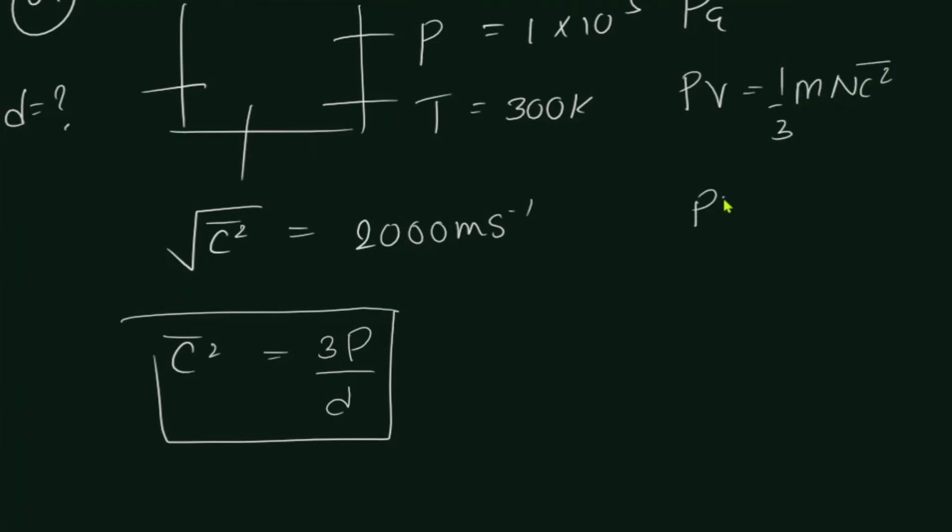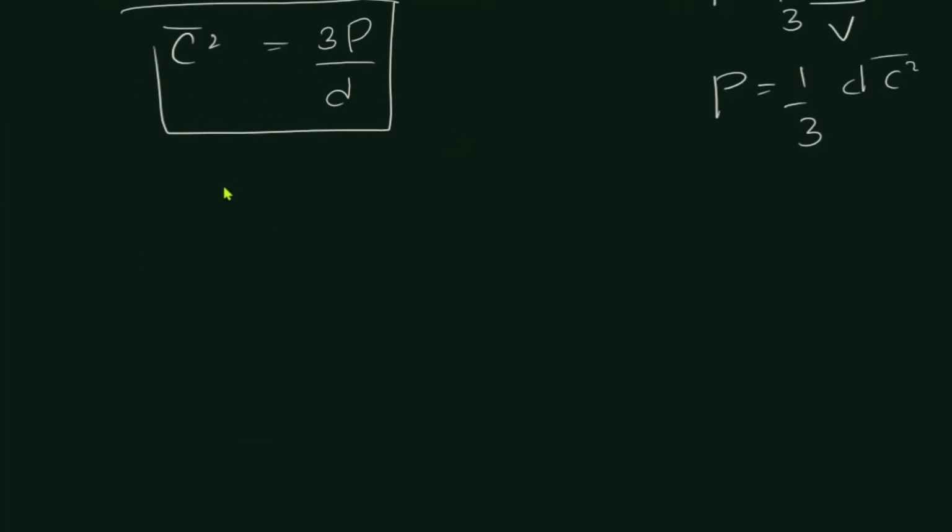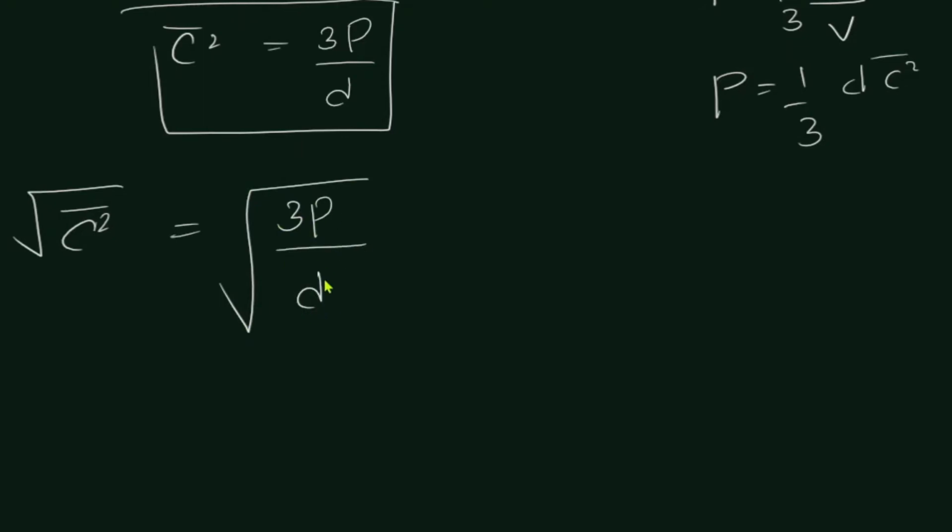m into n is the mass of a gas molecule into the number of gas molecules, which is m gas, the mass of the gas. So C squared bar is equal to 1/3 m gas divided by the volume of the gas, over P. Mass of the gas divided by the volume is the density. So C squared bar is 3p over d. Better remember this equation. They have given the root of the mean square speed.